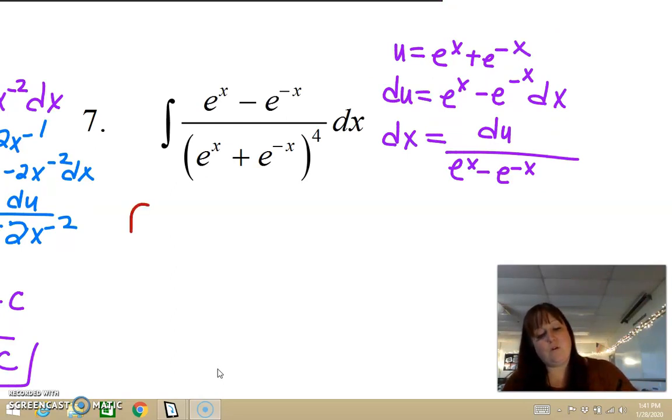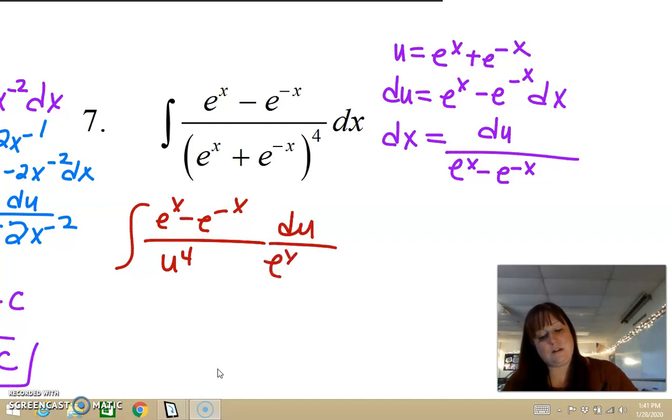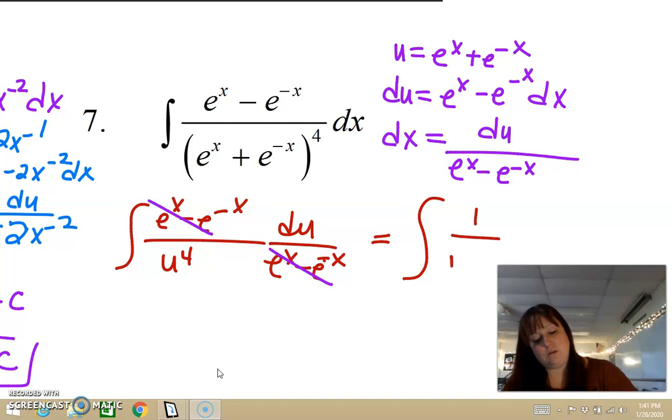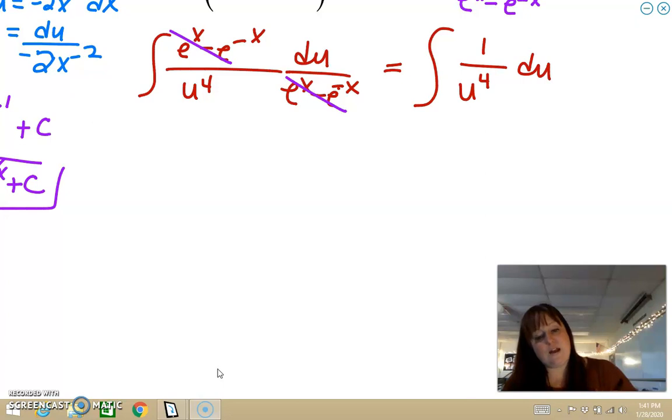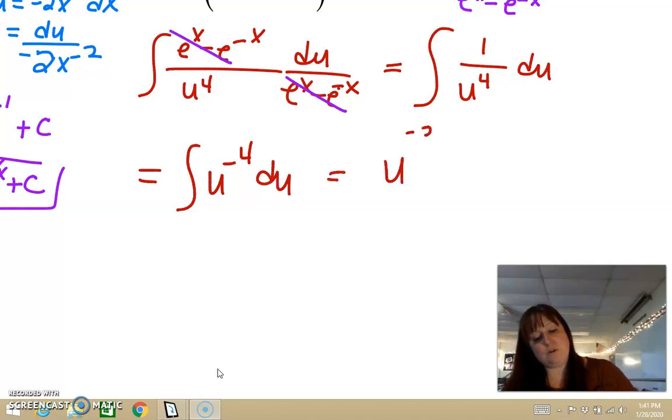Okay, so I have e to the x minus e to the negative x over u to the 4th du over e to the x minus e to the negative x. And looky there, those cancel out. I end up with the antiderivative of 1 over u to the 4th du. Okay, and the antiderivative of that would be the antiderivative of u to the negative 4th du. And so I add 1, which gives me u to the negative 3rd over negative 3 plus c.